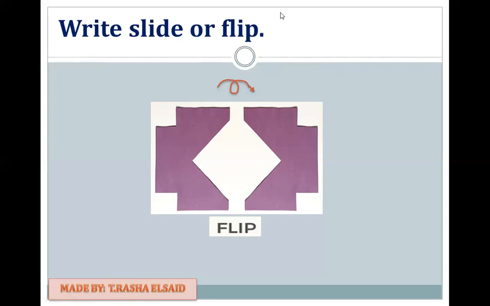Let's move to answer the 2 pages in the textbook in the next video.